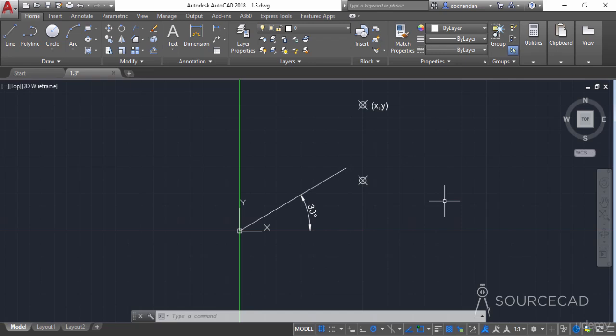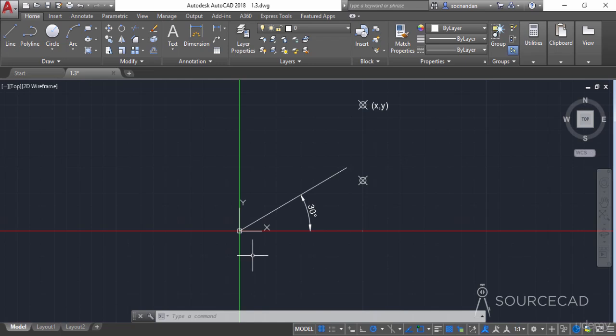AutoCAD uses the very popular Cartesian coordinate system for making the drawings. In the Cartesian coordinate system, we have x, y, and z axis. Here we have the x-axis represented with a red line, the y-axis represented with a green line, and we also have a z-axis which we cannot see because we're in the 2D plane. The z-axis is pointing outwards from the screen right now.